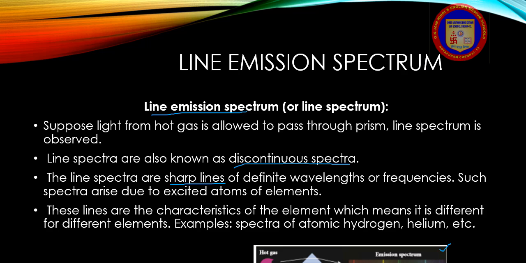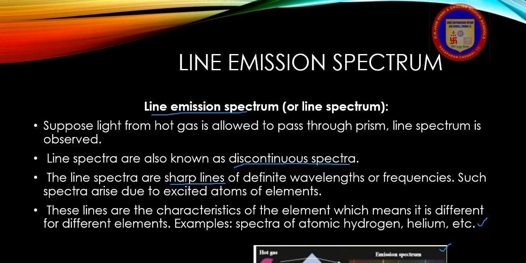Such spectra arise due to excited atoms of elements. These lines are characteristic of the elements, which means they are different for different elements. Examples are the spectra of atomic hydrogen, helium, etc.